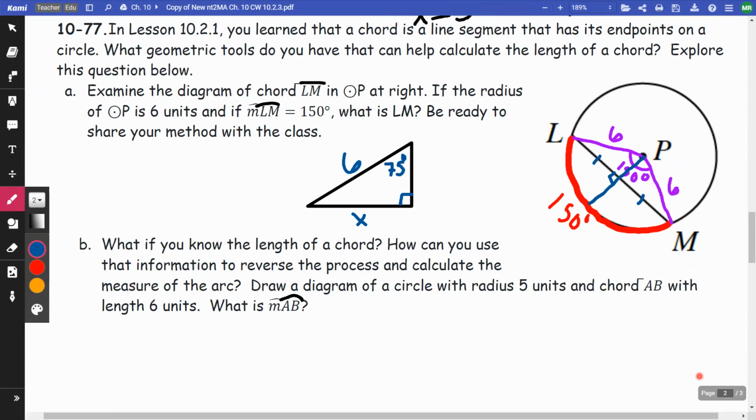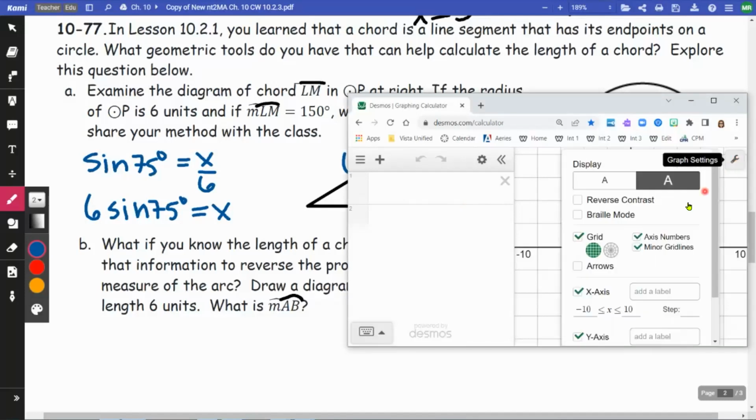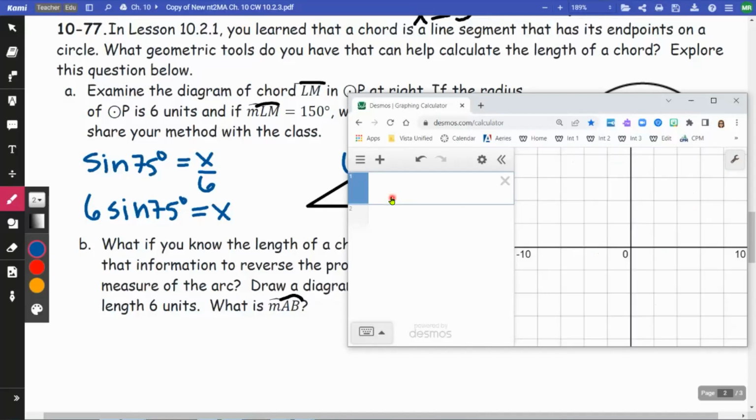And so from 75, I have opposite over hypotenuse. So I'm going to do sine of 75 degrees equals opposite over hypotenuse. So 6 times sine of 75 degrees is equal to x. And so I'm going to put that into my calculator. Now the calculator I'm going to use is Desmos here. If you're using Desmos, click on the graph settings. Make sure you change it from radians to degrees before you do any calculation. So I'm going to do 6 times sine of 75 degrees.